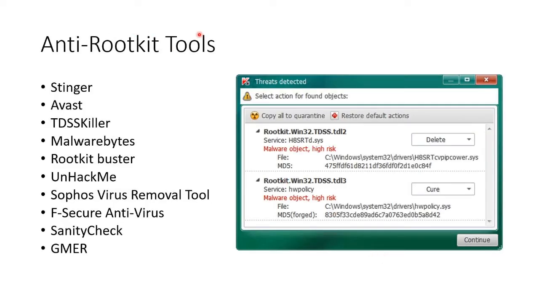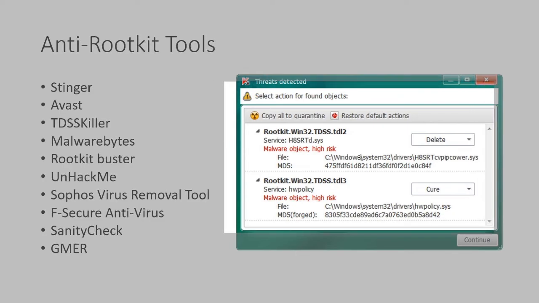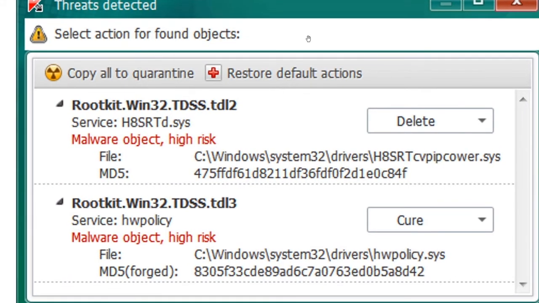There are tools to detect rootkits: Stinger, Avast, Kaspersky's TDSS Killer, Malwarebytes, Rootkit Buster, UnhackMe, Sophos Virus Removal Tool, F-Secure, Sanity Checker, and GMER, Gamer, I guess. Here's an example of the Kaspersky one. I ran a scan, found some rootkits. They are high risk, and they are here. And here's the MD5Sum. Look at this. This is some funky, now when you see .sys, that's a driver. Who knows what this is? I mean, no one would pay attention to that, right?